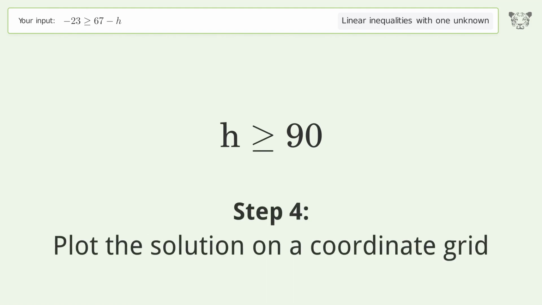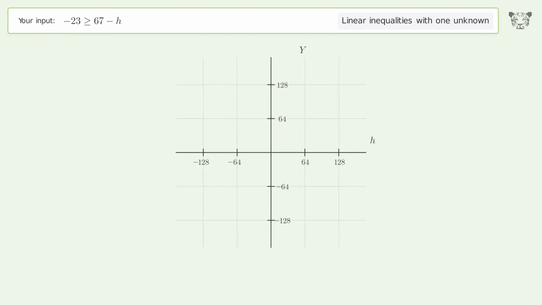Plot the solution on a coordinate grid. And so the final result is h equal or greater than 90.